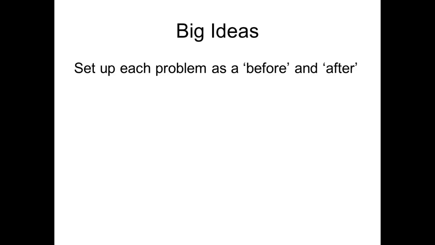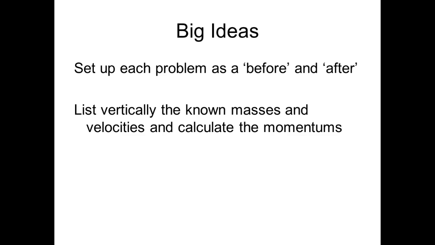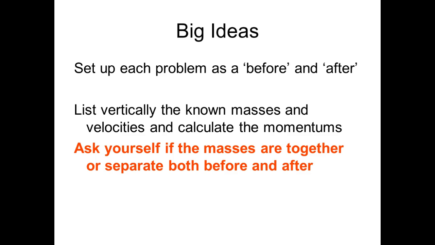A couple of big ideas to take away from today. Set up each problem as before and after. List vertically the known masses and velocities and calculate the momentums. Ask yourself if the masses are together or separate before and after. How many types of masses do you have? How many velocities do you have? How many momentums do you have? You always need a total momentum before and a total momentum after, whether you have one or two objects.